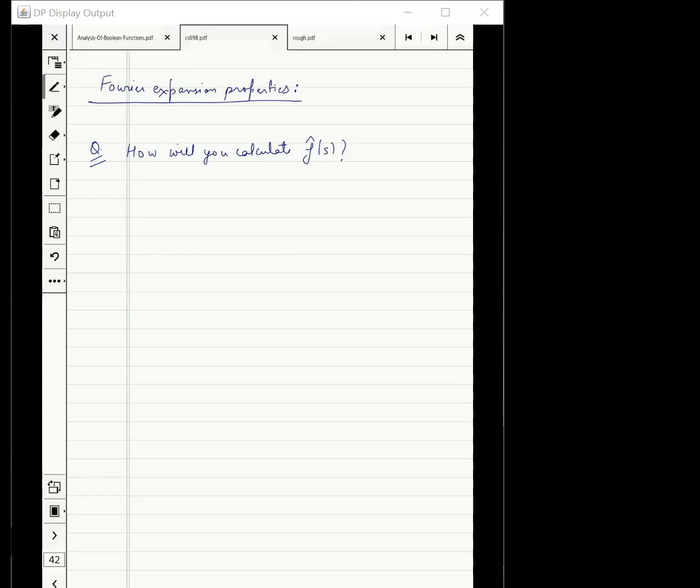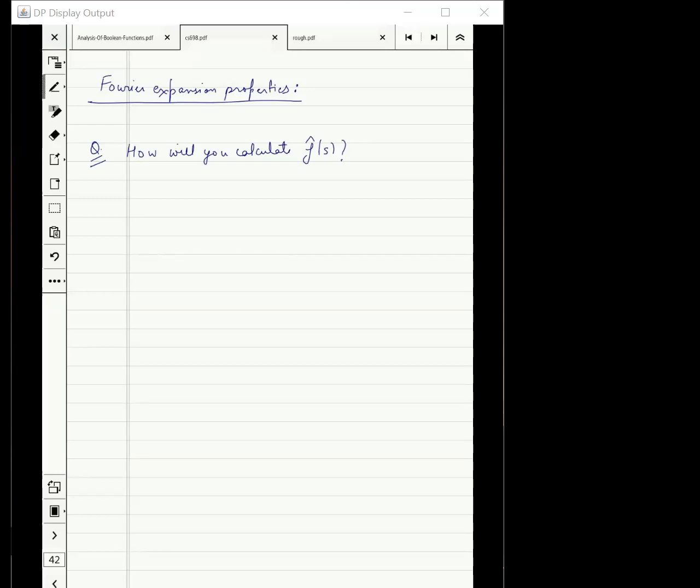AND function, not-all-equal function, whatever. I give you the function, this function does this, or I give you the truth table of the function. And then I ask, what is f at S? By expanding the formula. Yeah, good.